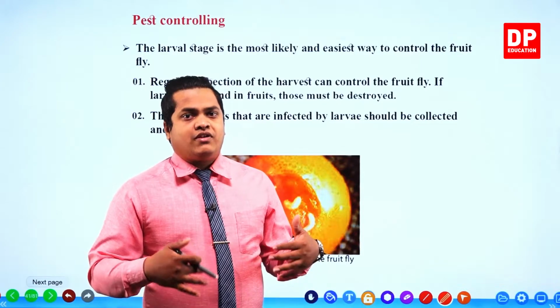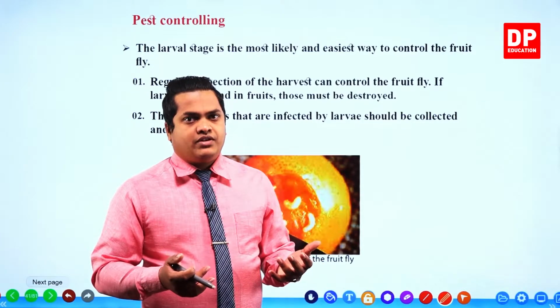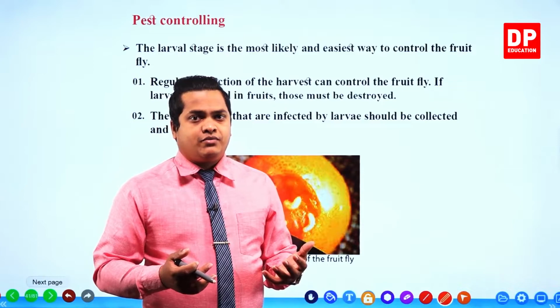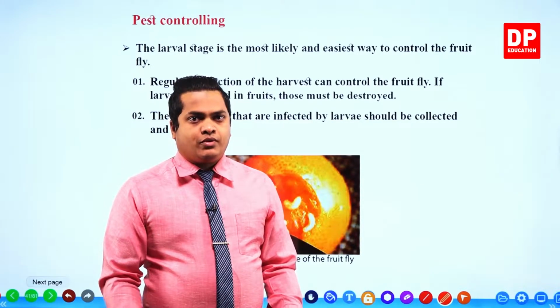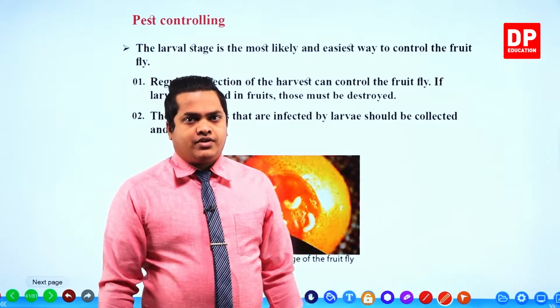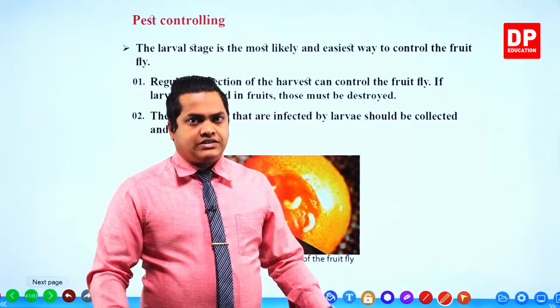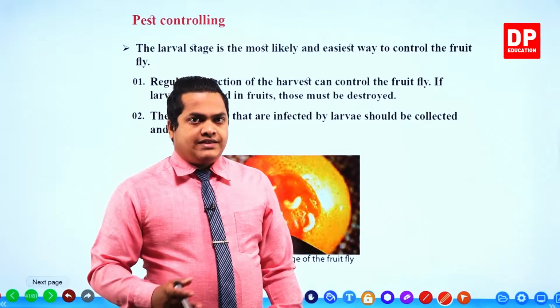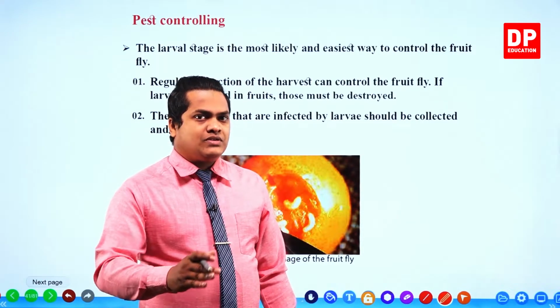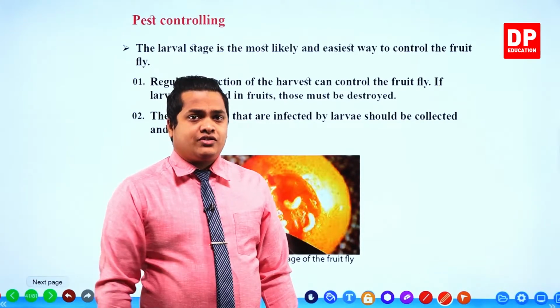New flies are not going to be born. How come? Because we are destroying the larva. Then the larva is not getting converted to a pupal stage, and the pupa is not getting converted to an adult fruit fly. So we are going to destroy the entire generation of it. In that way we can control the pest up to a certain level within our agricultural land, my dear children.